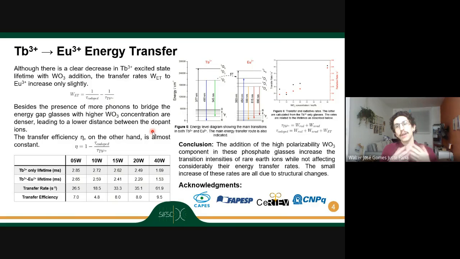So we can, from now on, try to model all these transfer rates using the calculated intensity parameters that contain both dynamic and induced coupling, but this will be different from the actual measured rates, because they only account for the induced electric dipole. And then from this difference, we might actually calculate the contribution of dynamic coupling to the intensities of the transitions in rare earth ions.